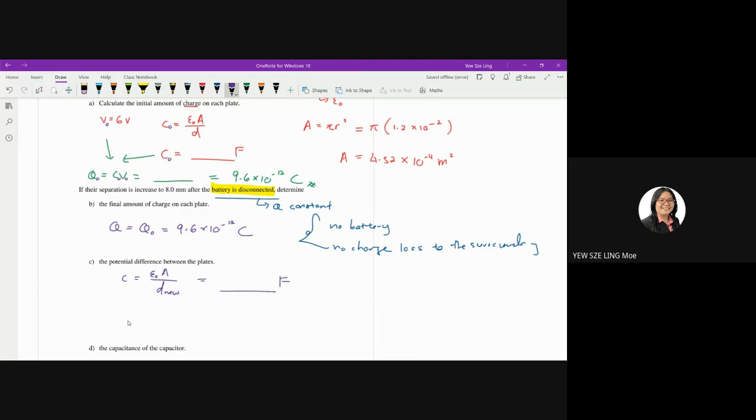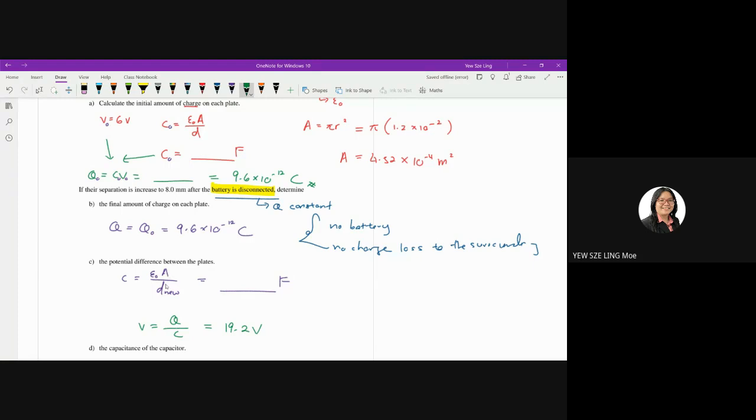By applying the same thing, Q equals CV. But you want to calculate the potential, so no, I don't want this one, I want V. So V equals what? V equals Q over C, which is then equal to 19.2 volts. So you plug in the values and solve it by yourself.